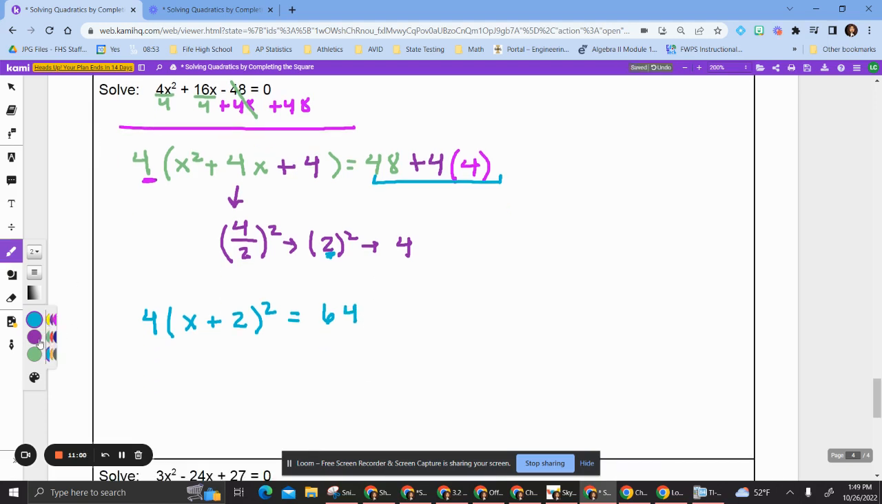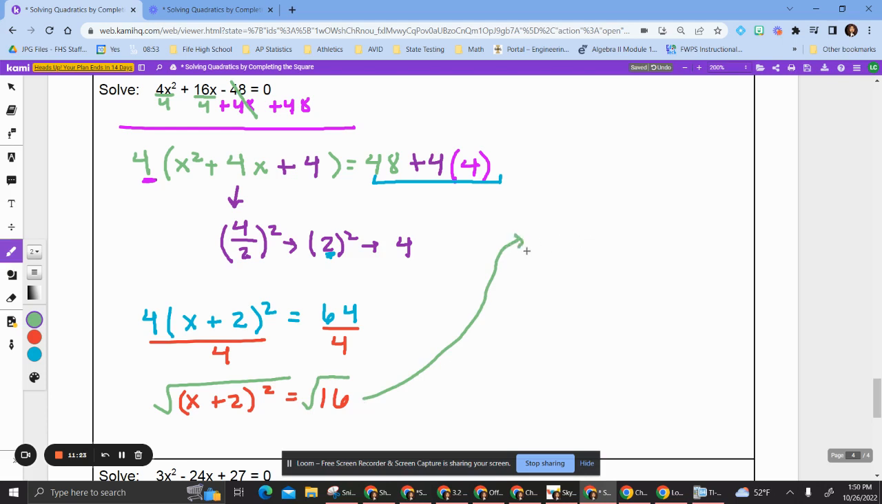And then we go through the process. Now that I have it in completed square form, I now can solve. Divide by 4 to both sides. x plus 2 squared is equal to 16. Square root both sides. We get x plus 2 is equal to plus or minus 4.